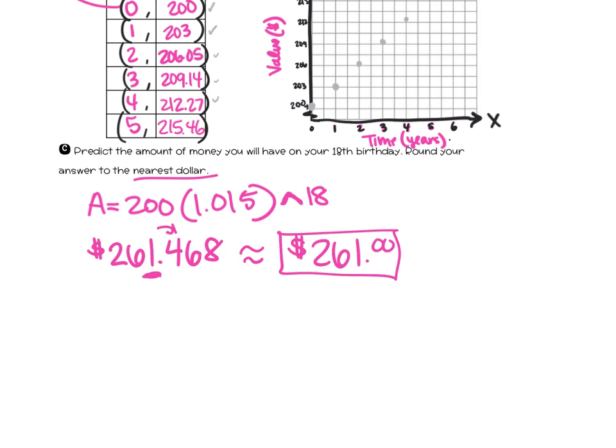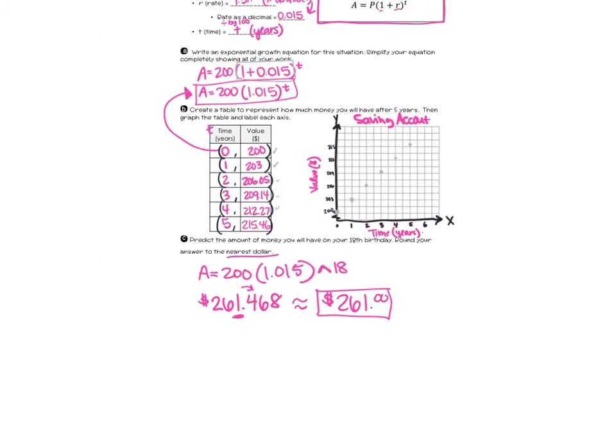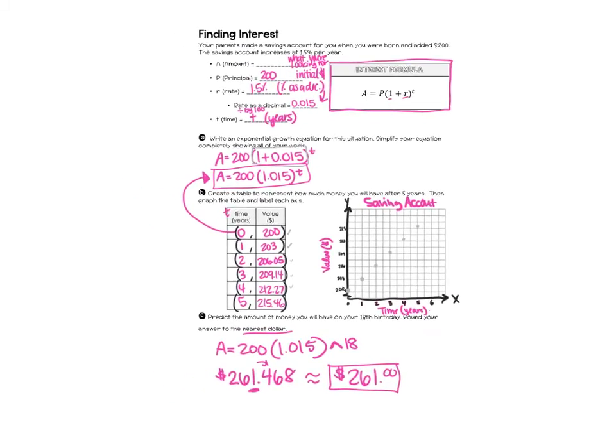So that means if they didn't put any more money in the account, they will have earned an additional $61 over 18 years just based on the interest alone.